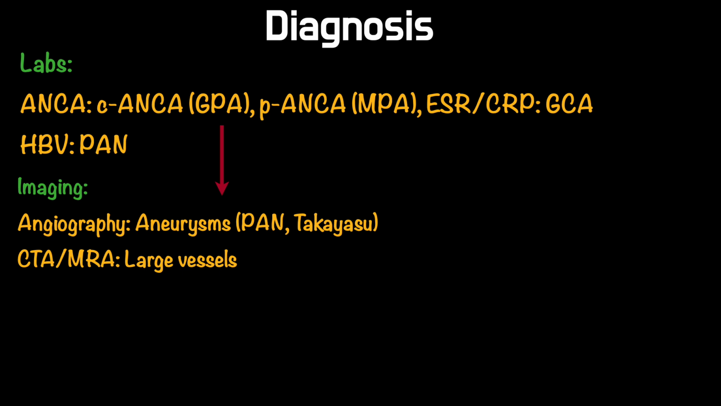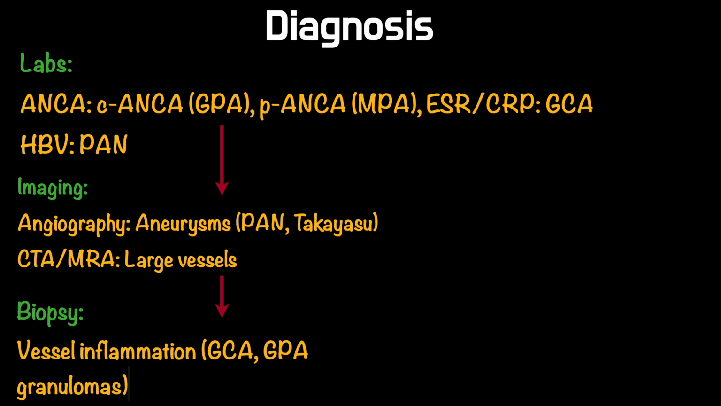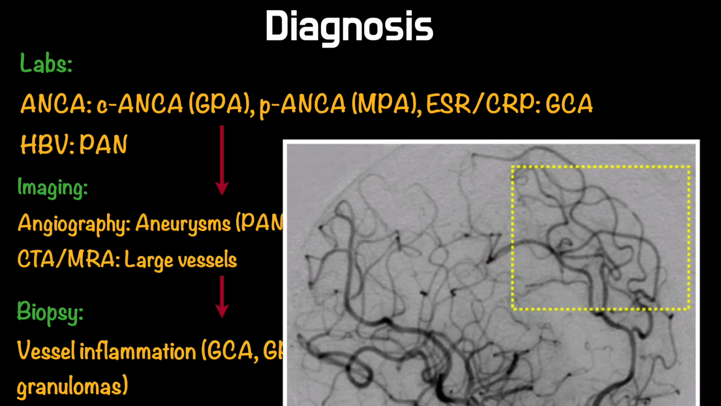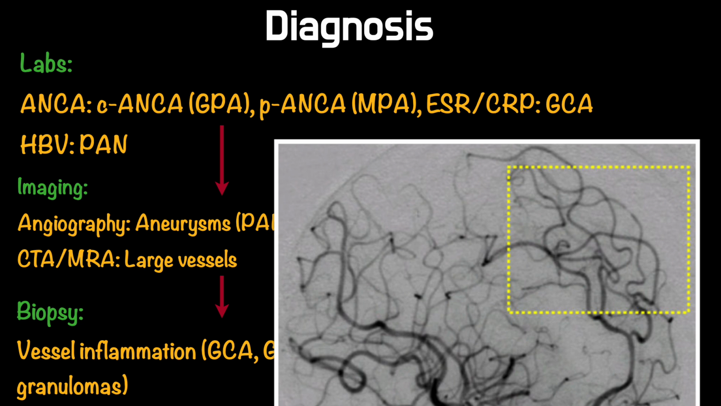CT angiography can be done, or magnetic resonance angiography can also be done for large vessels, right? We can also take a biopsy. Biopsy shows vessel inflammation, and in GCA and GPA, granulomas. You can see this in the biopsy. So this is the typical feature in angiography that you can see in vasculitis, right? So this is the feature.